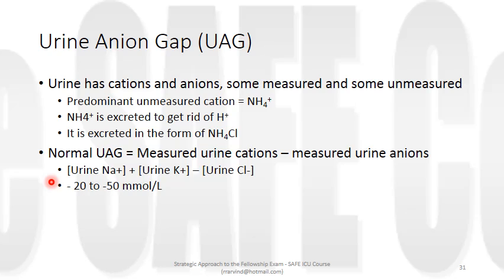The normal value of the urinary anion gap is roughly about minus 20 to minus 50. Why? Because the big elephant in the room is the ammonium ion, which is a positive ion, and that is unmeasured. Because you're not measuring the positively charged ion, you have a relative excess of the chloride, and therefore all that is reflected in a negativity. So urine is negative, minus 20 to minus 50 millimoles per liter.